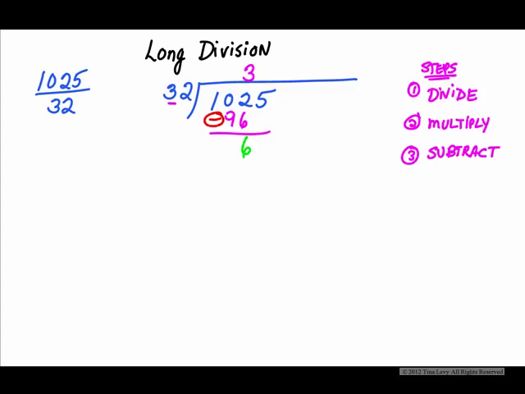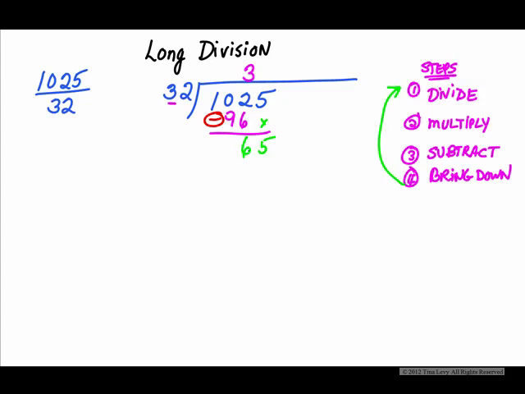And now we're ready for the fourth step, down. Our fourth step is you bring down the next term. We bring down the 5. And now after we do that, we go back and the whole process continues.